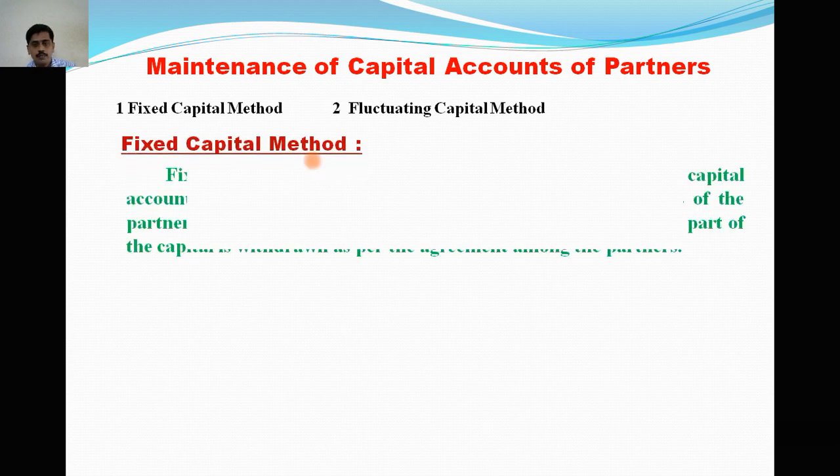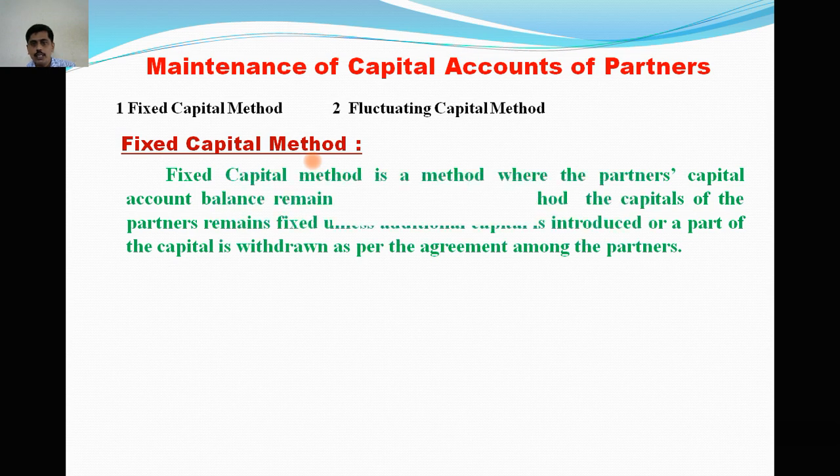Fixed capital method is a method of maintaining the partner's capital account where the capital account balance remains fixed. Under this method, the capitals of the partners remain fixed unless additional capital is introduced or part of the capital is withdrawn as per the agreement among the partners.